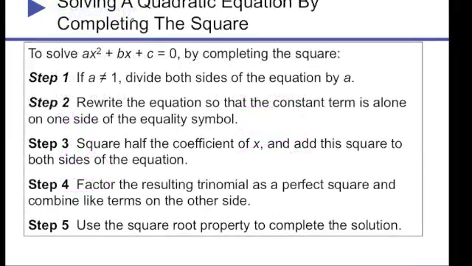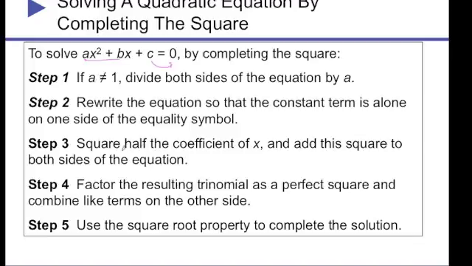Another method to solving quadratics is called completing the square. To solve ax squared plus bx plus c equals 0 by completing the square, first, if a does not equal 1, you divide both sides of the equation by a. So basically you want a 1x squared, and then you'll have b over a and c over a. You rewrite the equation so the constant term is alone on one side of the equal sign. So now you want this term and the c on the other side.